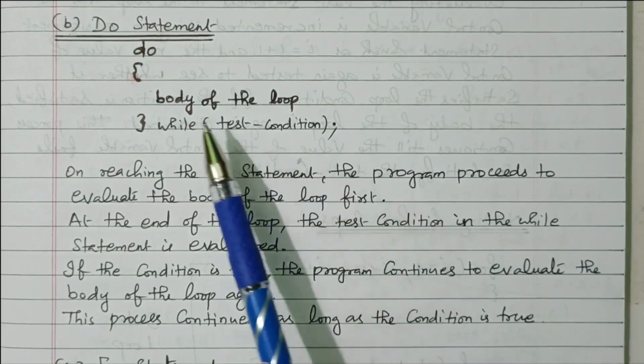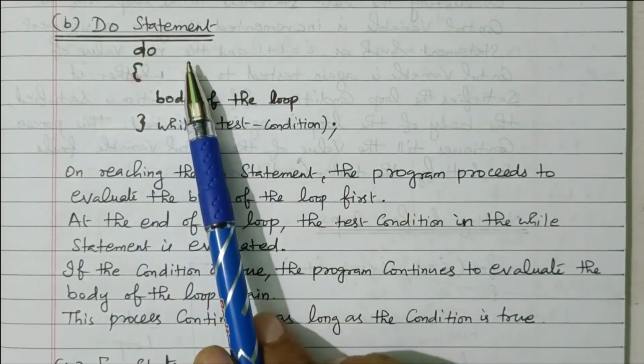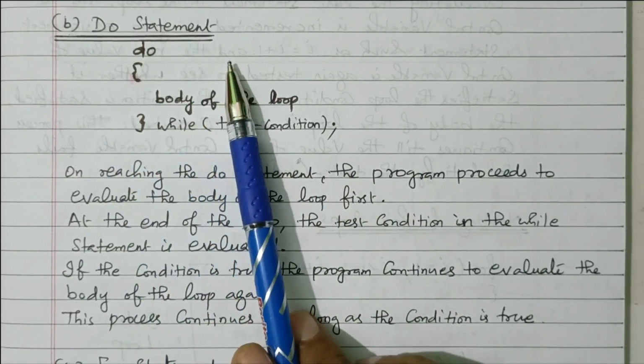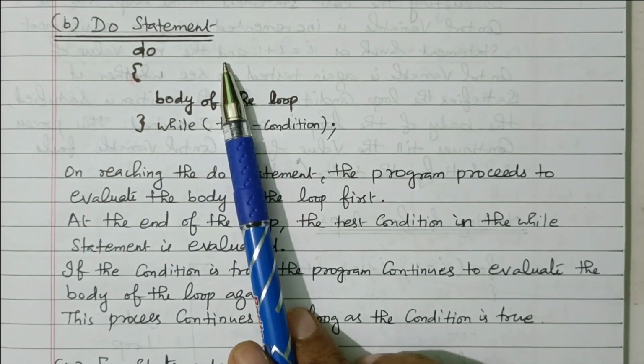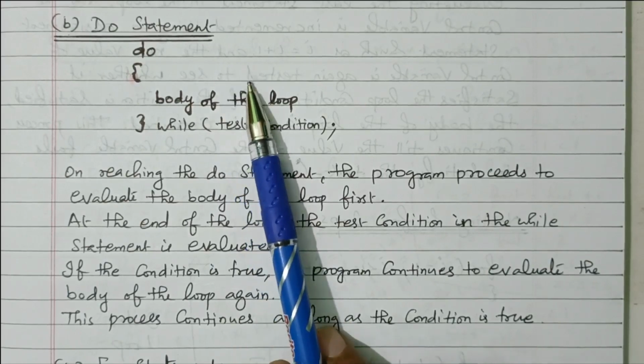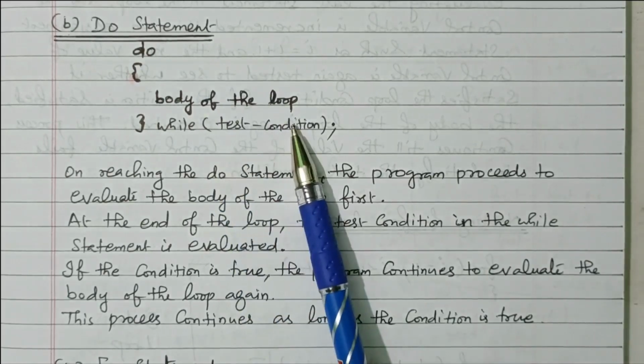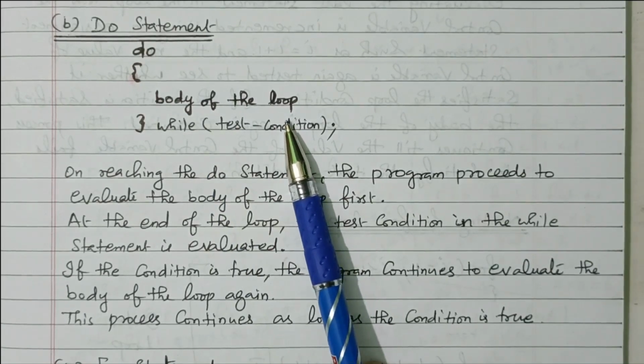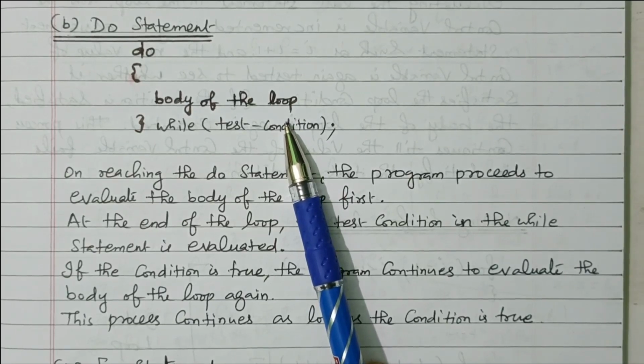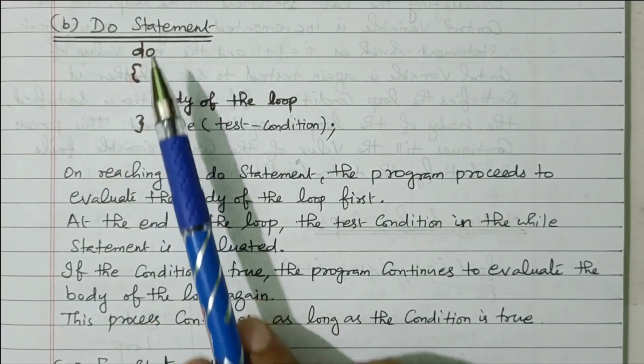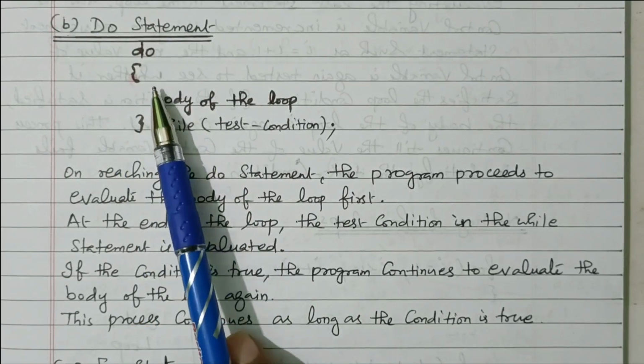Now we'll go to the topic, the do statement. This is one type of decision making and looping statement. Decision making and looping means after taking the decision, it is executed again and again. Looping means executed again and again. There are three types of looping statements available: the while statement, the do statement, and the for statement. In this video, we'll see the do statement. What is the given syntax?